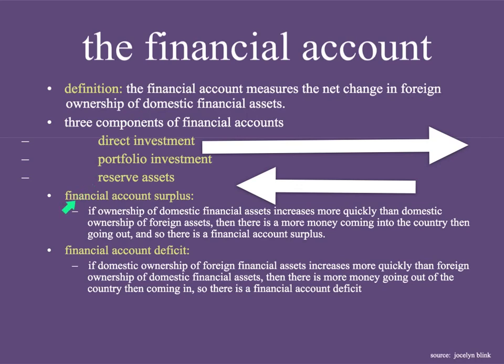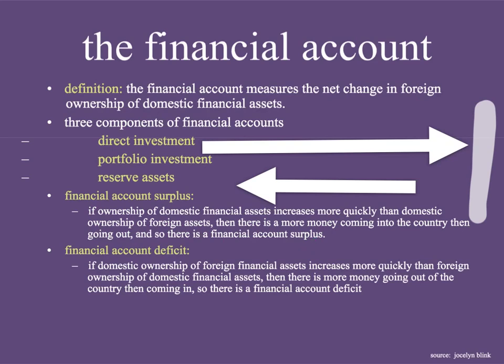Okay. So if you have a financial account surplus, then you have the situation where there's extra money coming into the country. So in that case, our fictitious country would be over here. So what does that mean? If foreign ownership of domestic assets increases more quickly than domestic ownership of foreign assets, then there is more money coming into the country than going out, and so there's a financial surplus. Yes, that makes sense, right?